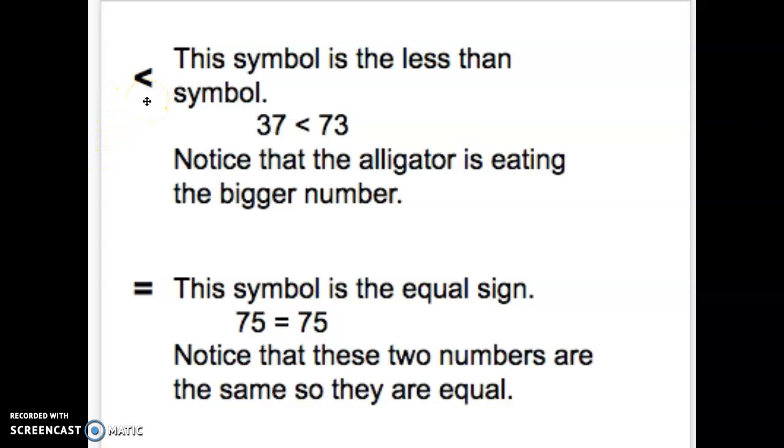This symbol is the less than symbol. 37 is less than 73. Notice that the alligator is eating the bigger number. This symbol is the equal sign. 75 equals 75. Notice that these two numbers are the same, so they are equal.